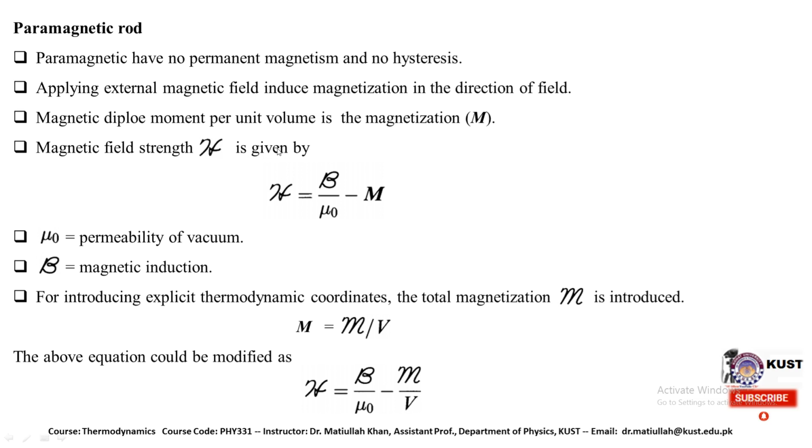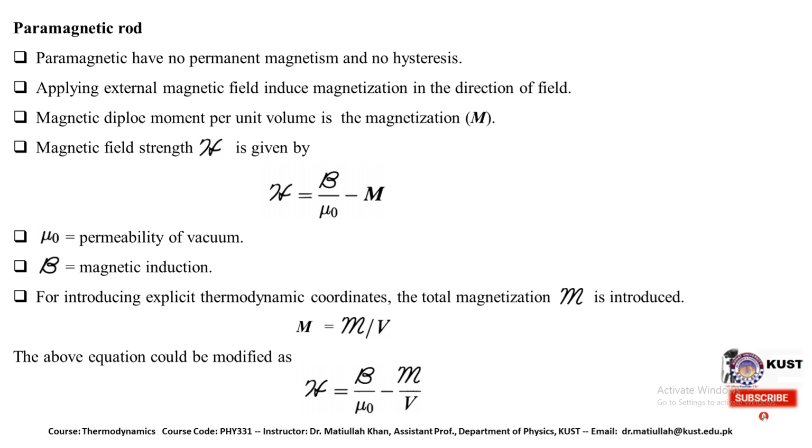The value of H, that is the external magnetic field, is equal to B divided by mu naught, minus M. Here mu naught is the permeability of vacuum and B is the magnetic induction.